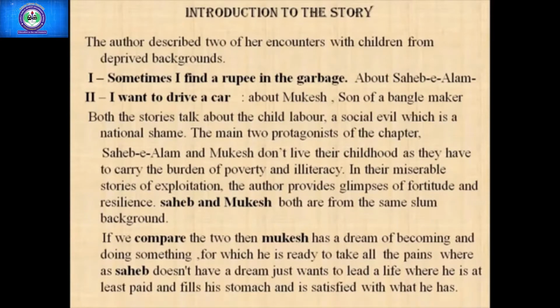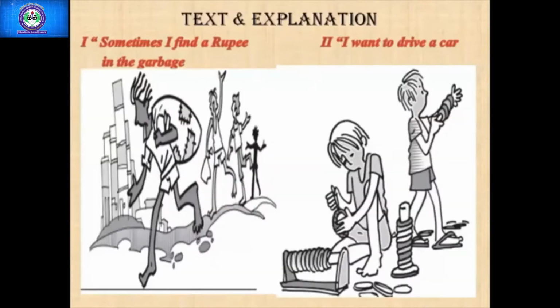If we compare the two, then Mukesh has a dream of becoming and doing something for which he is ready to take all the pains, whereas Saheb doesn't have a dream, he just wants to lead a life where he is at least paid and fills his stomach and is satisfied with what he has. Here are the two stories, text and explanation. First story is Sometimes I Find a Rupee in the Garbage. And second story is I Want to Drive a Car.